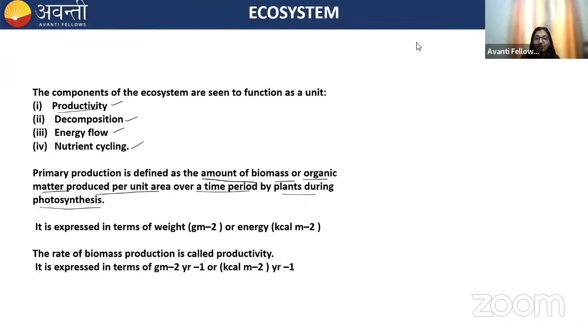And when we talk about the rate of biomass production in a given area per unit time, that defines the productivity. Productivity comes when there's an involvement of time, when there's an involvement of rate. For example, this is a plant. We know that plants are the producers because they perform photosynthesis.